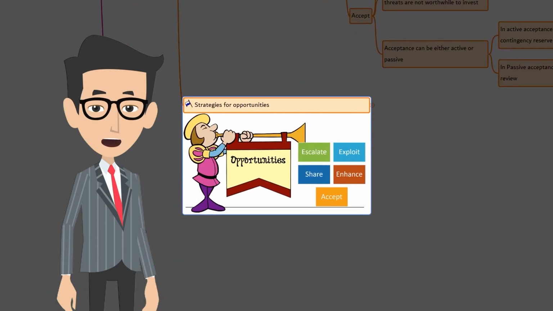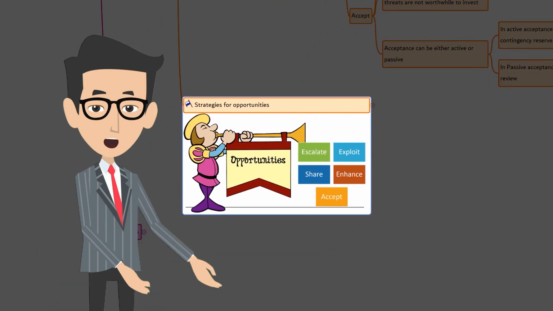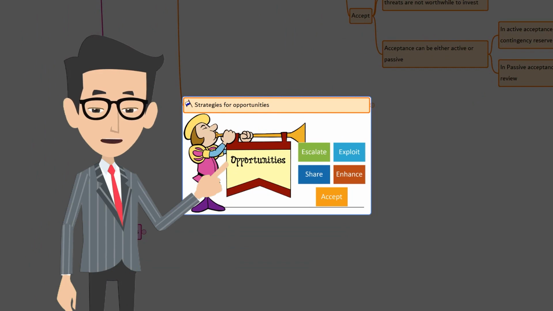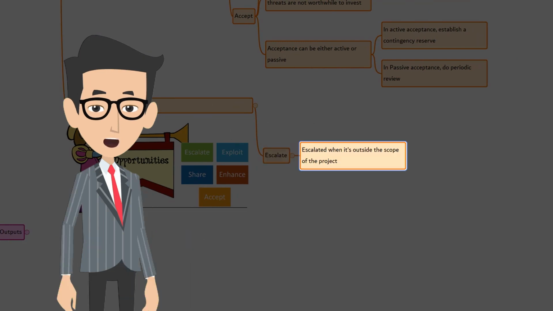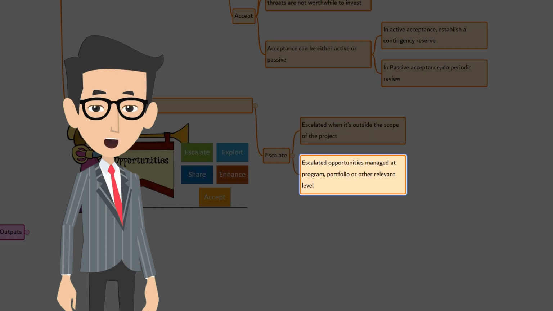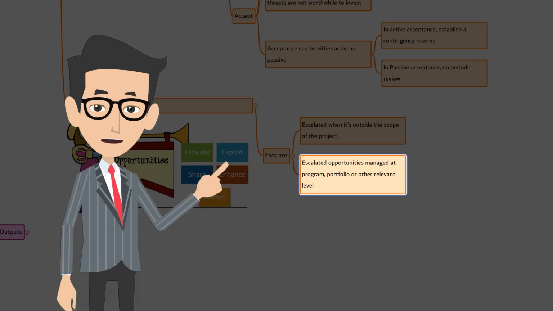Now, let's talk about the strategies for opportunities. Just like for threats, there are primarily 5 strategies used to deal with opportunities. First, escalate. In a project, opportunities can come from any corner. When the opportunities are outside the scope of the project, or you as a project manager lack the authority to proceed further to grab the opportunity, or you don't have the resources or the knowledge required to manage them, then you can escalate this. The escalated opportunities are managed at the program or portfolio or relevant part of the organization, but not at the project level.